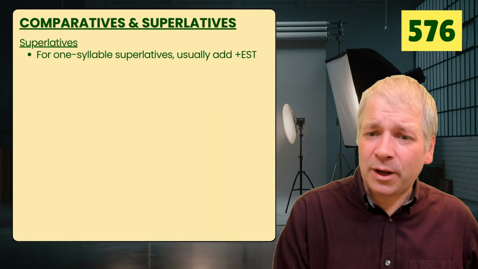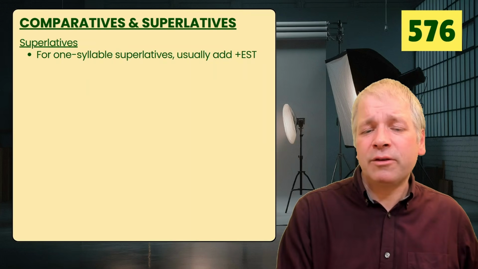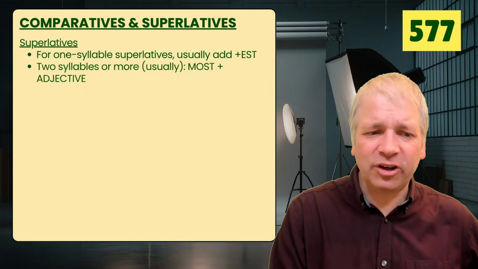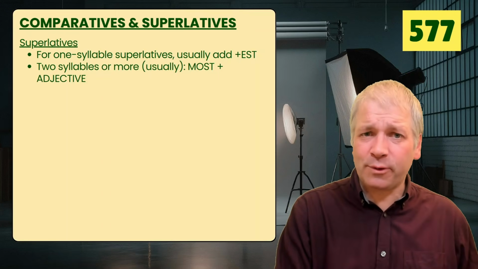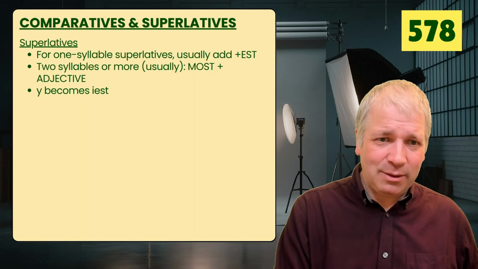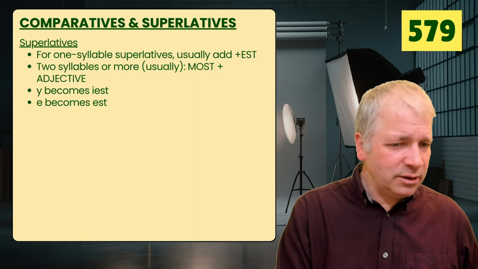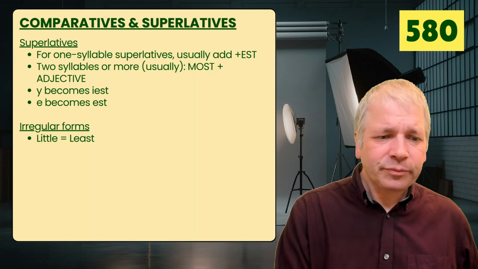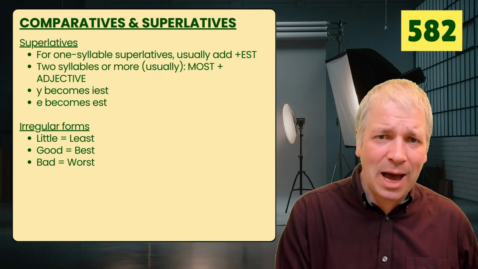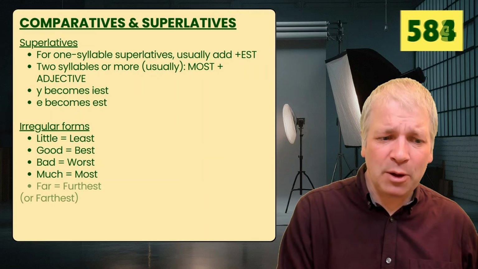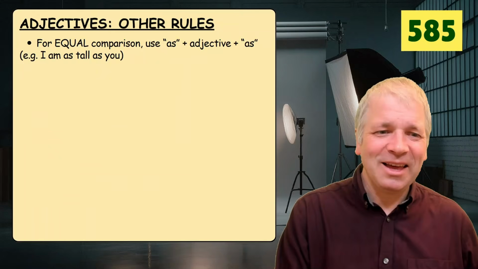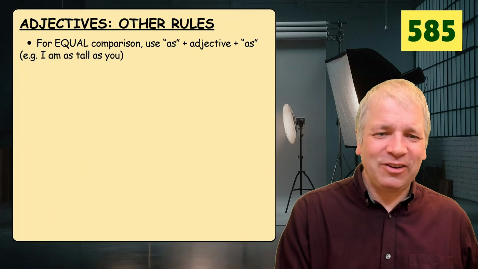Now let's look at the superlatives. For one-syllable superlatives, usually you just add EST to the end of the adjective. For two syllables or more, most, followed by the adjective. Y becomes IEST in this case. E becomes EST, don't add the extra E. And irregular forms, little becomes least, good becomes best, bad becomes worst, much becomes most, and far becomes farthest or furthest. Now, other rules for adjectives.